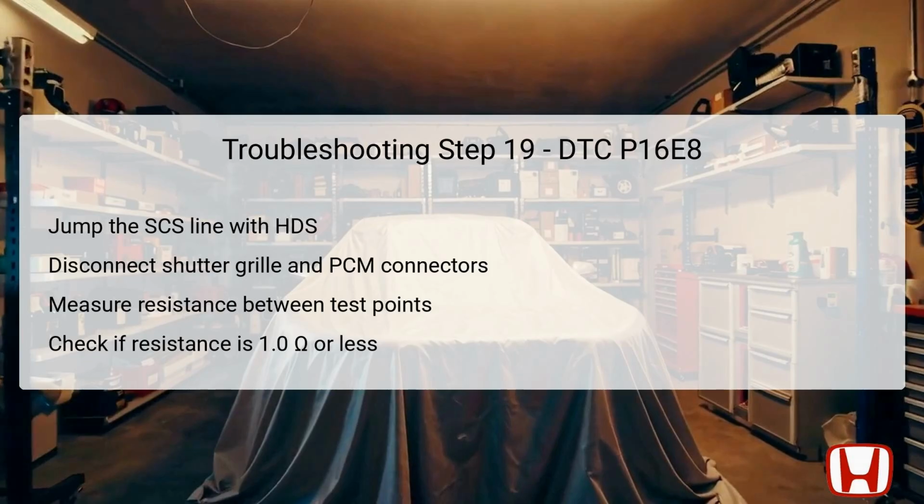Measuring resistance between terminal female number 3 of the shutter grille connector and PCM connector A number 10 is critical to affirming the circuit's integrity. If resistance rings in at 1.0 ohm or less, it verifies that LIN communication is intact, signaling the technician to consult the service literature for any other related issues. Conversely, values exceeding this range indicate open wiring that necessitates immediate repairs along the specified LIN circuit.